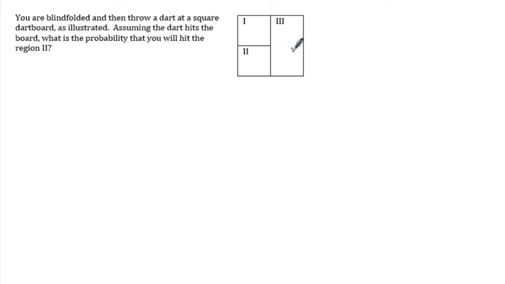So there's a couple of different ways to look at this. I looked at it as, well, if I look at this thing divided into sections like this, there's a 2 in 4 chance of hitting section 3, a 1 in 4 chance of hitting this section, and a 1 in 4 chance of hitting this section. So the answer to the question about region 2 is 1 in 4.